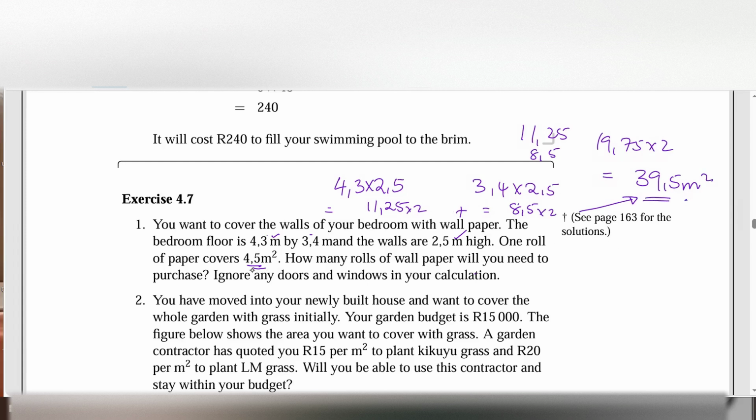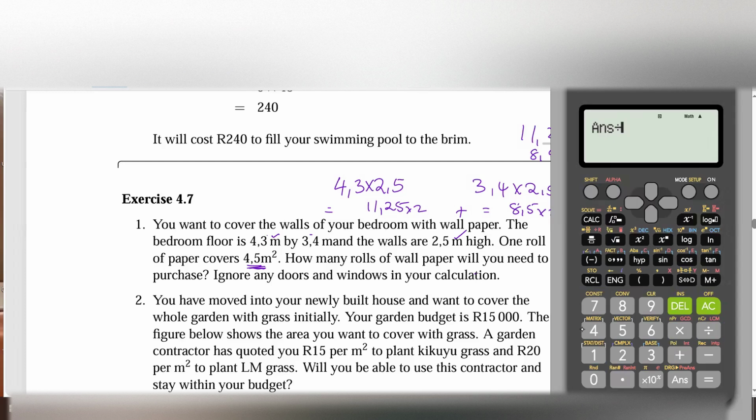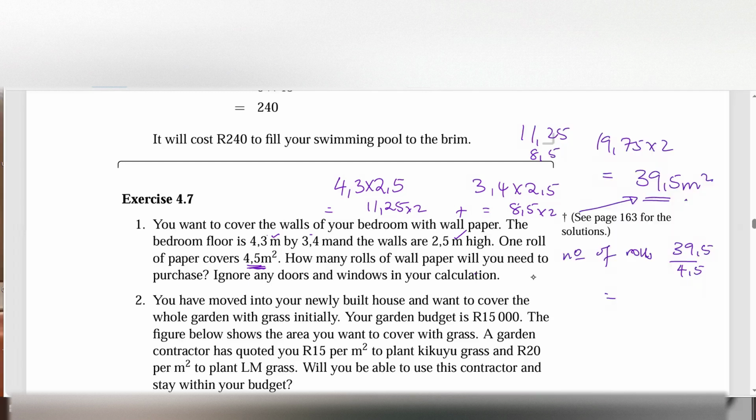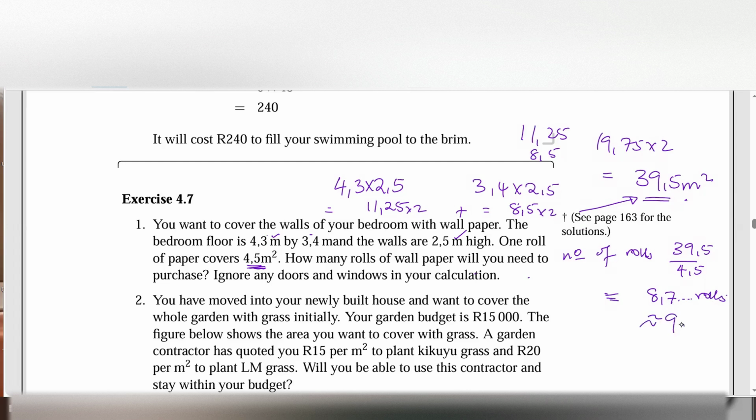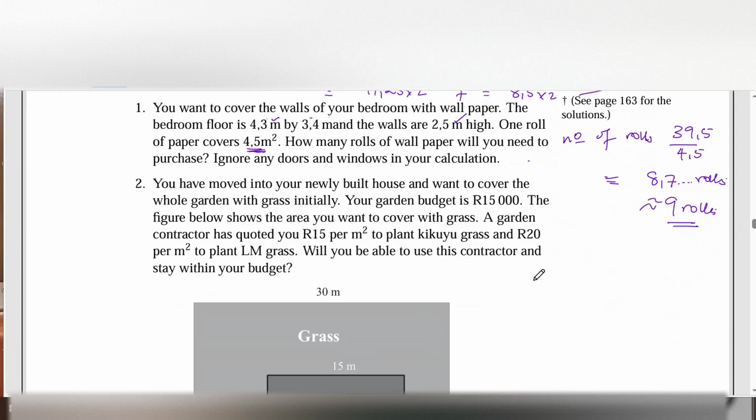Now, if one roll covers 4,5, the number of rolls is the area that needs to be covered divided by the area that one roll can cover. So 39,5 divided by 4,5 gives me 8,7 recurring rolls. So we need to buy full rolls, not fractions. So this is approximately 9 rolls. Buy the 9 rolls, we cut off what we don't need and use whatever is needed.